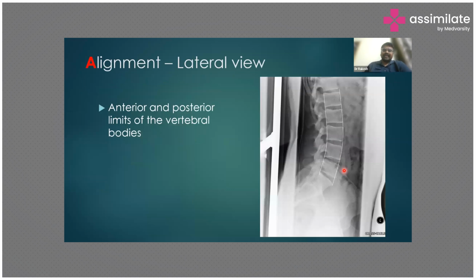Now, when it comes to alignment in the lateral view, just like your cervical spine, you have 4 lines, but in the thoracolumbar views, there are only 2 lines. They are the anterior and posterior limits of the vertebral bodies. Are they aligned well or not? So these are the 2 things that you need to see in a lateral view.